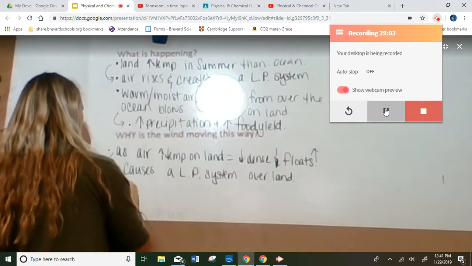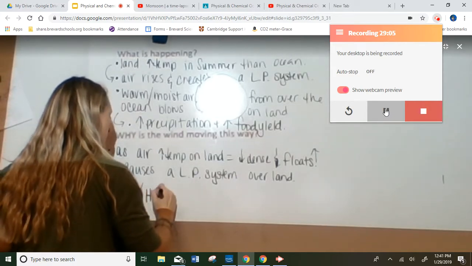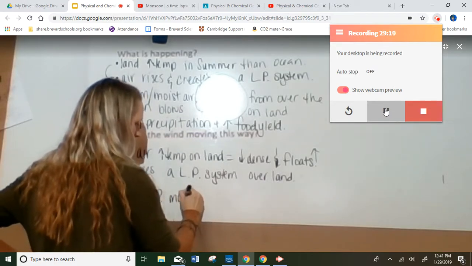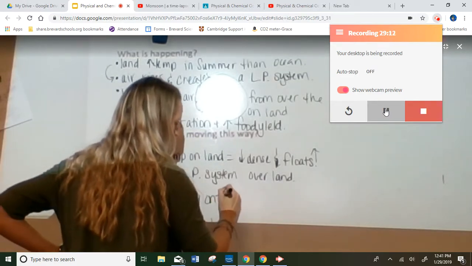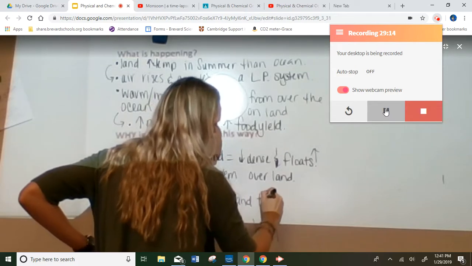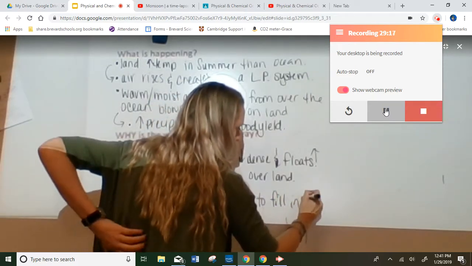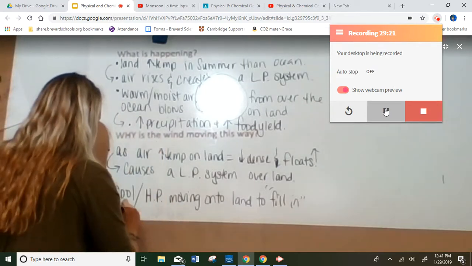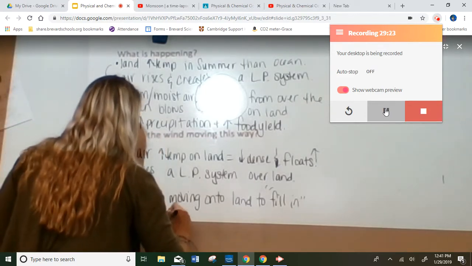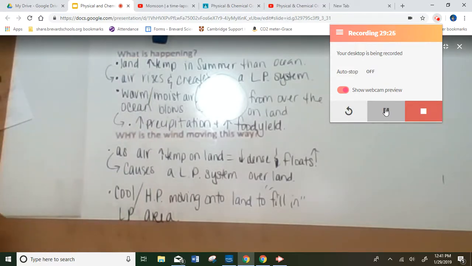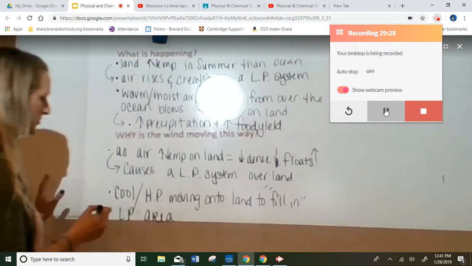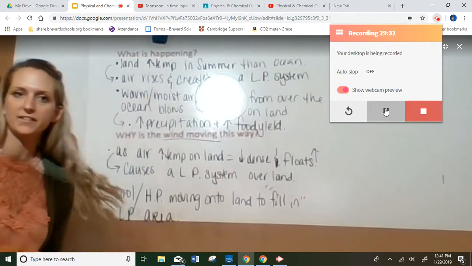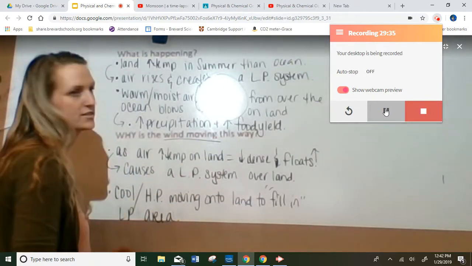And then you're going to have your cooler, higher pressure moving onto land to fill in the empty space. It's not really empty, but to fill in the low pressure area because things want to be in equilibrium. So that's why it's moving. Why does the wind move? Again, because water has a high heat capacity, the land does not.